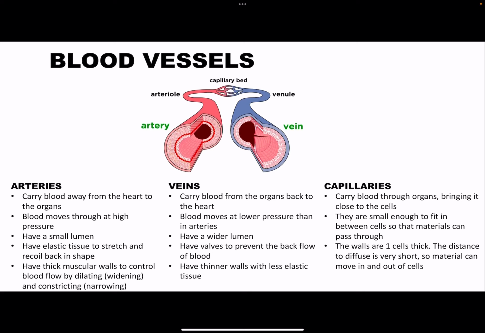Of course, there are subdivisions among them, whereby the smaller arteries we call the arterioles, and the slightly smaller veins we call the venules, but I'm going to categorize the arteries, the capillaries, as well as the veins as the major blood vessels.